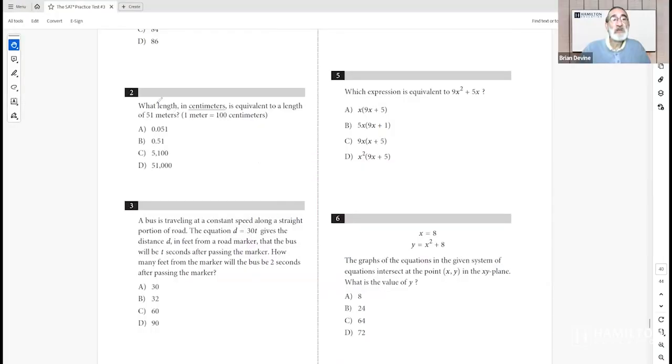Question 2. What length in centimeters is equivalent to the length of 51 meters? And they say that 1 meter is 100 centimeters. So if I take 51 times 100 centimeters per meter, I get 5,100 centimeters. So 5,100 is your answer.